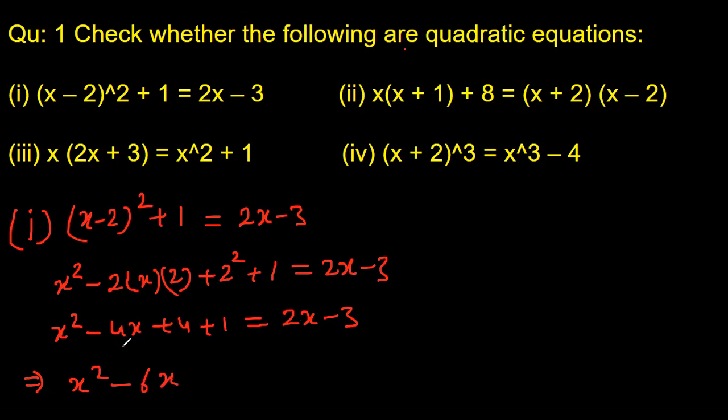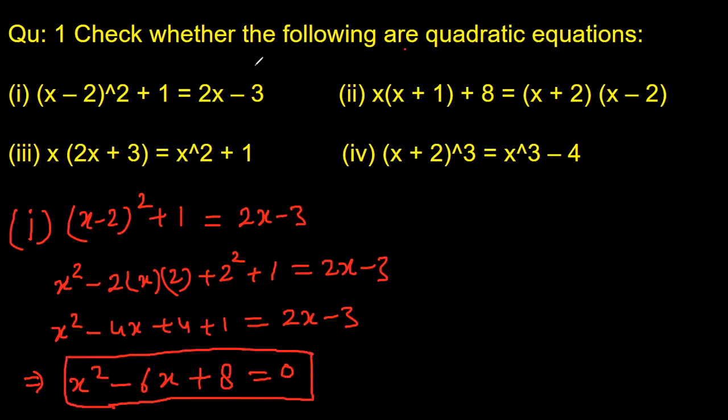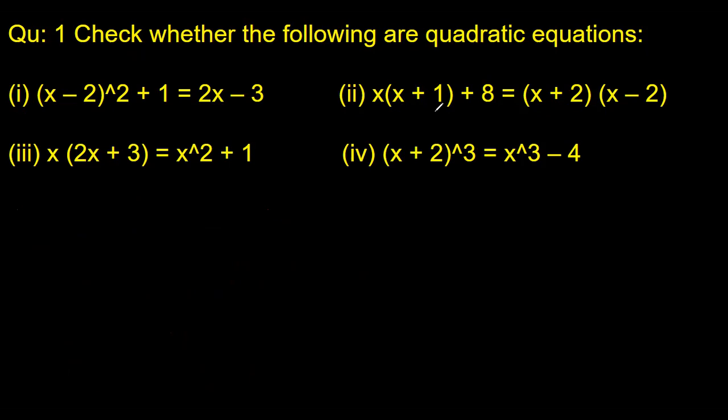This 2x goes to left, negative 2x. Now plus 5 and plus 3, which is 8, is equal to 0. And obviously, this is a quadratic equation. So they're asking to check whether the following are quadratic equations or not. The first one is a quadratic equation. Let's see the second one.